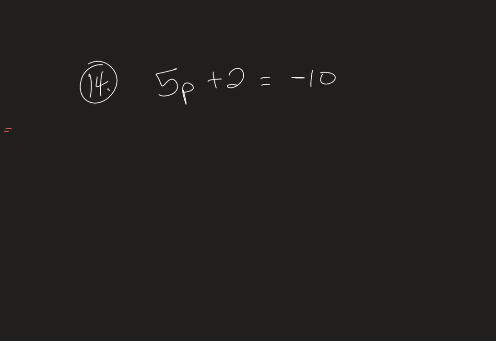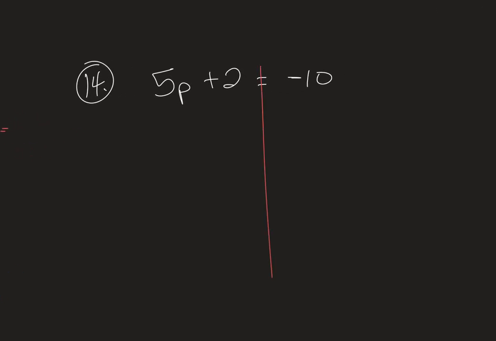Number 14, 5p plus 2, does that equal -10? Sorry, not does it equal -10. 5p plus 2 equals -10. Hooray! Can we simplify the left side? Can we simplify the right side? No. And no. That means we're ready to solve. And because these are multiplying, we're not going to deal with those first. Because that's adding, we're going to deal with that first. We're going to subtract 2.